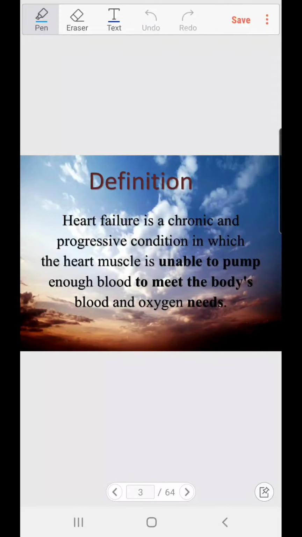Presenting. Part of the information was from the lectures for the Doctor of Pharmacy program. The definition for heart failure, as I said, is a chronic and progressive condition in which the heart muscle is unable to pump enough blood to meet the body's blood and oxygen needs.